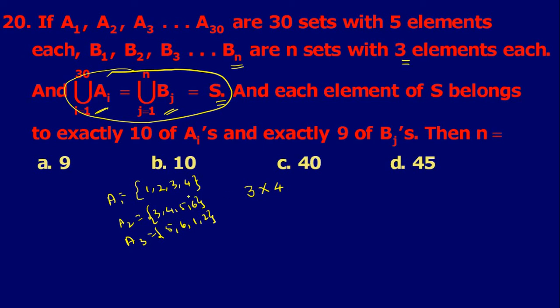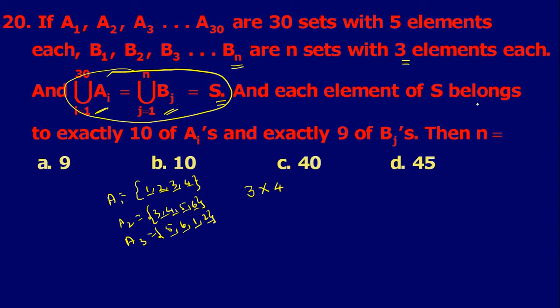Now how will I get that 6? Suppose you consider 1. 1 is repeated in 2 sets. And 2 is repeated in 2 sets. And 3 is repeated in 2 sets. 4 is also repeated in 2 sets. 5 is repeated in 2 sets. And 6 is also repeated in 2 sets.